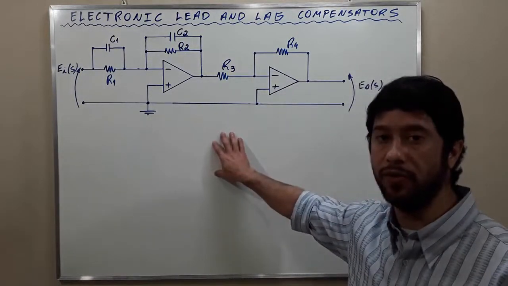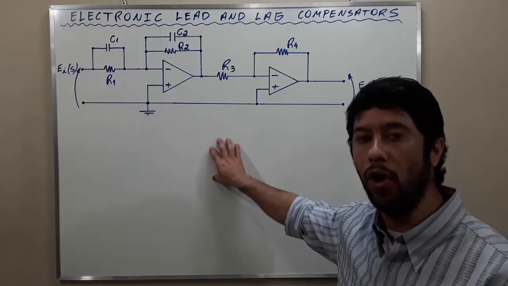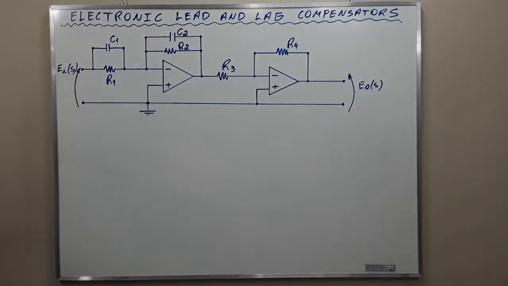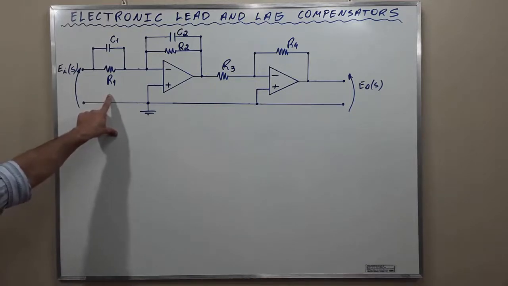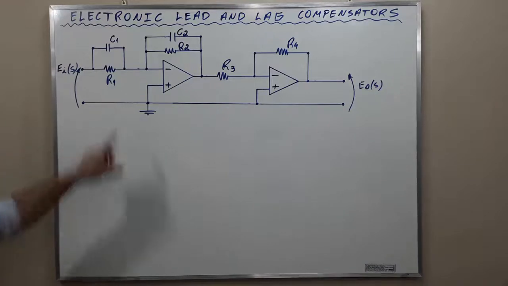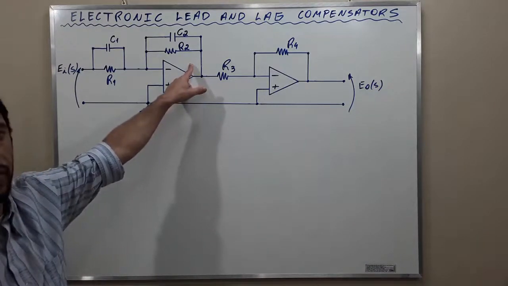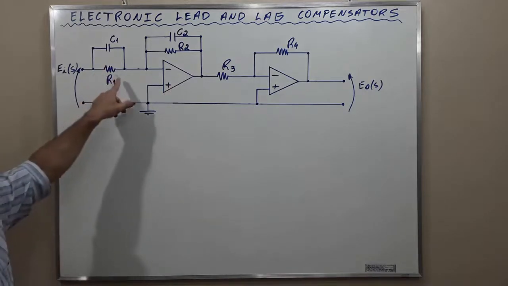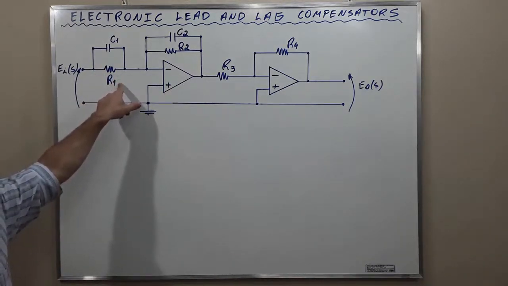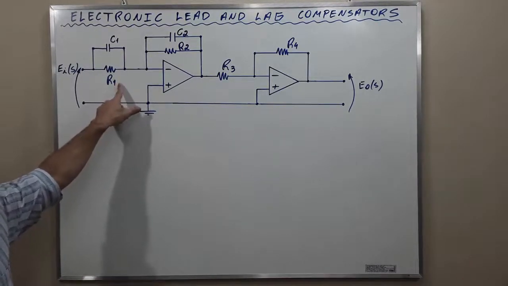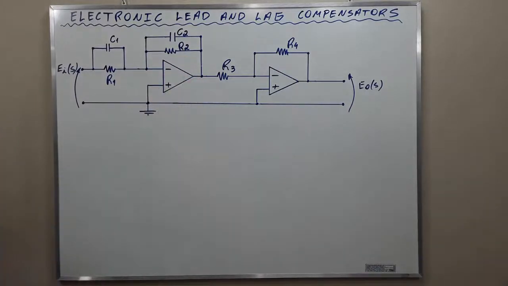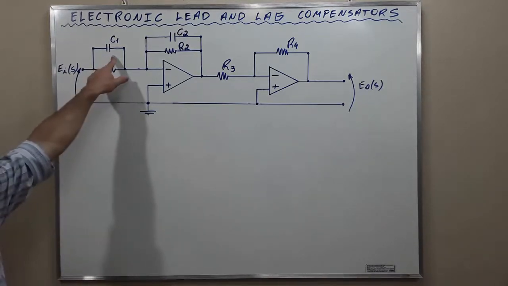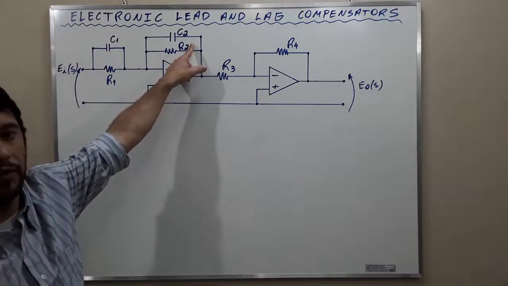Consider the structure that I drew on the board. It is an electronic lead or lag compensator. Observe that Z1 is the parallel connection between resistor R1 and capacitor C1. Observe also that Z2 is the parallel connection between resistor R2 and capacitor C2. The resistors are represented in the complex domain by their resistance, here R1 and here R2. The capacitors are represented in the complex domain by their reactances. Okay? Here 1 over S C1 and here 1 over S C2.